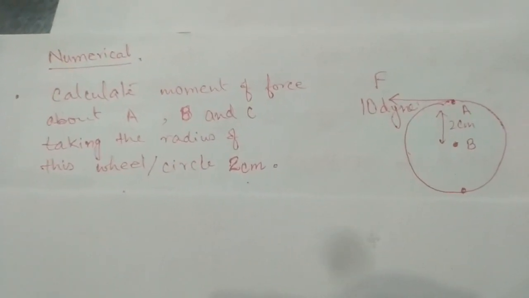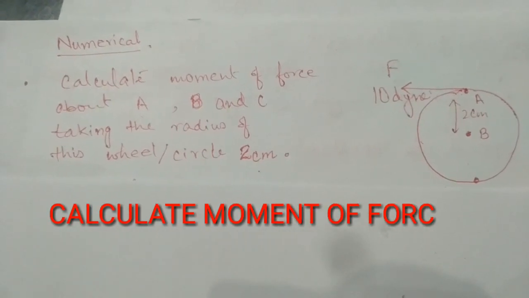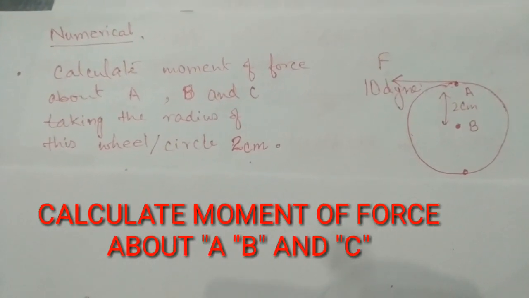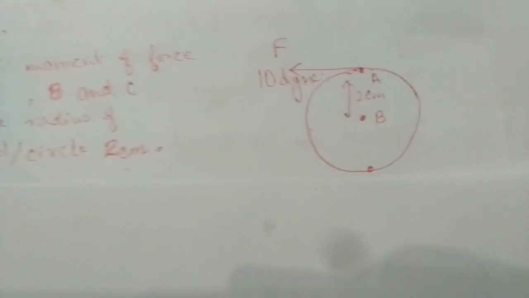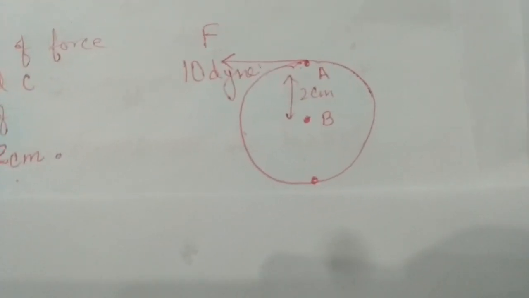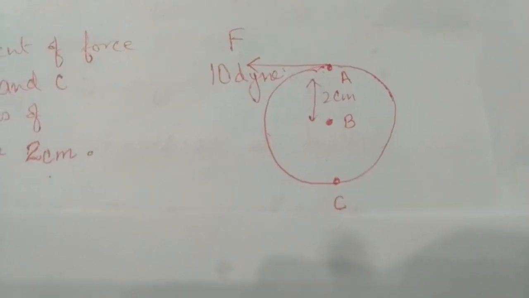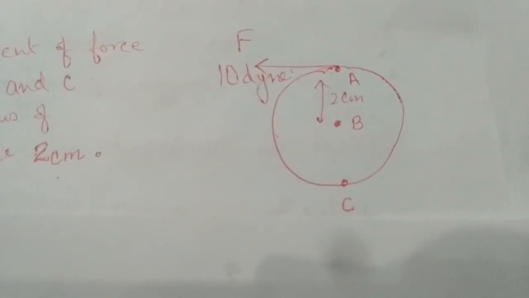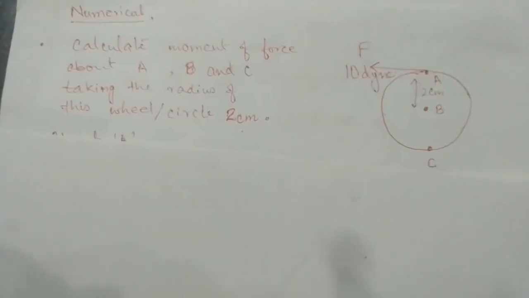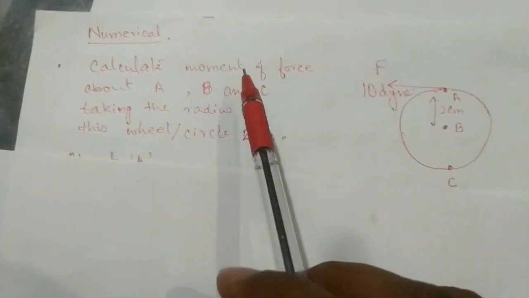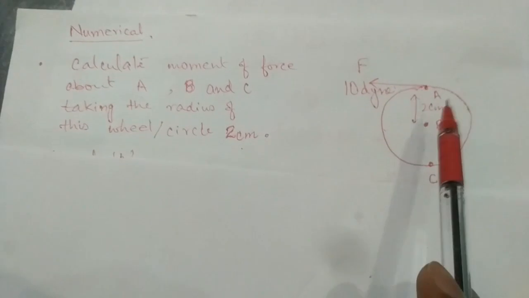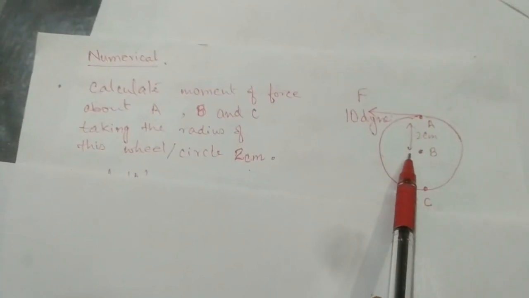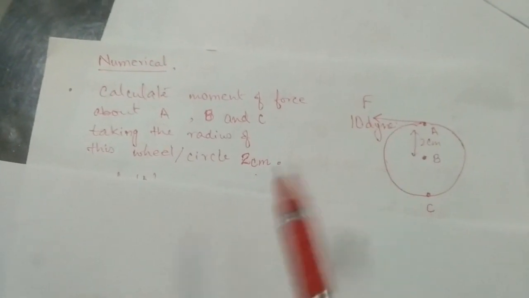It says: calculate the moment of force about A, B and C, taking the radius of this wheel or circle as 2 centimeter. See the diagram carefully. There are 3 points A, B and C. A and C are on the circumference of the circle while B is at the center. The question says moment of force about A. About A means take A as the axis of rotation. About B means B is the axis of rotation. C means C is the axis of rotation.